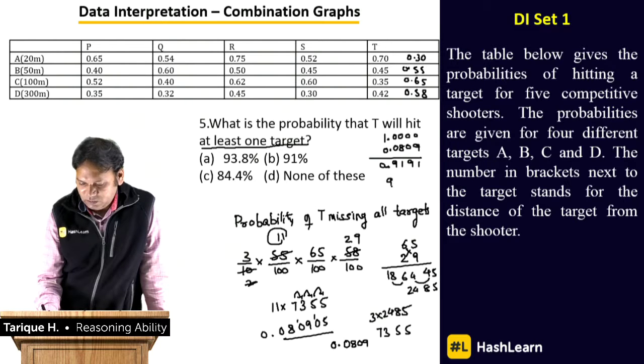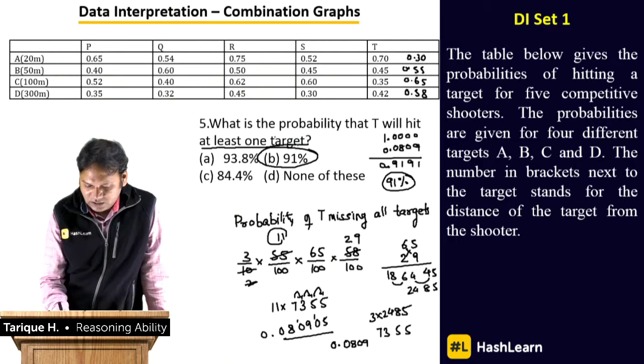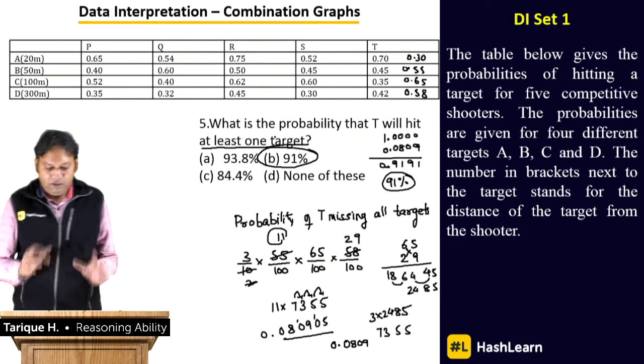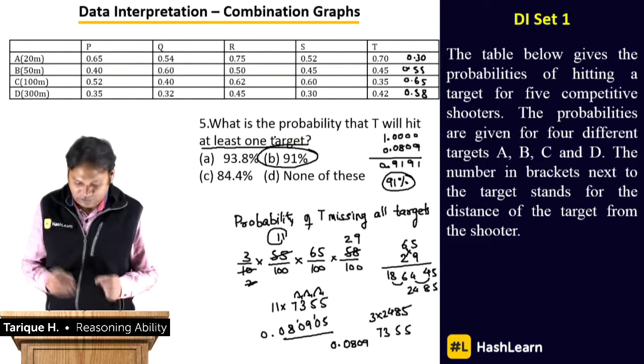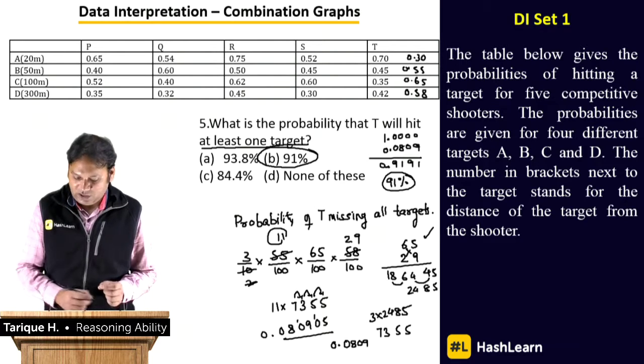0.9191, and that is equal to 91%. Okay, so this is your answer, 91%. So you have to be very good with the calculation skills also. If you don't know how to multiply faster, this is what I've done here.